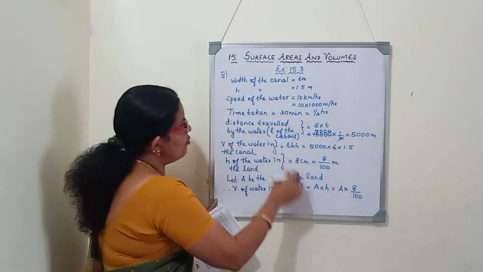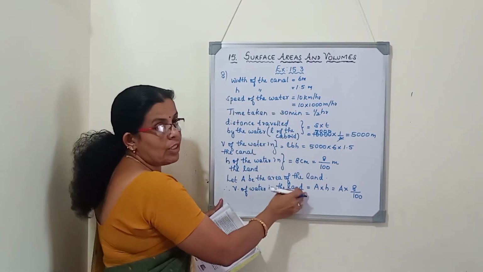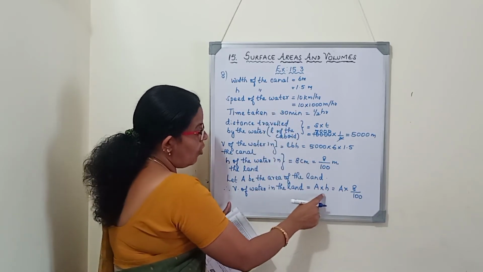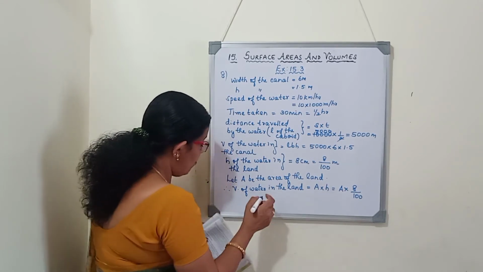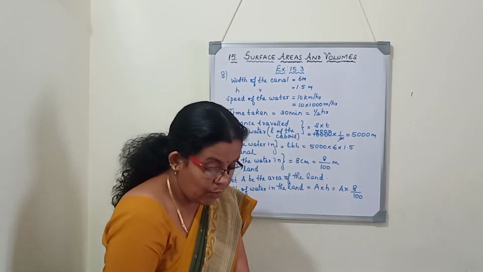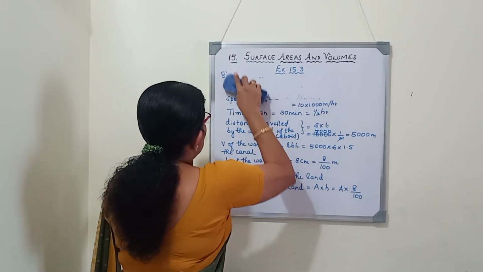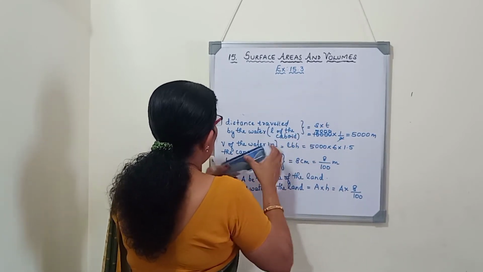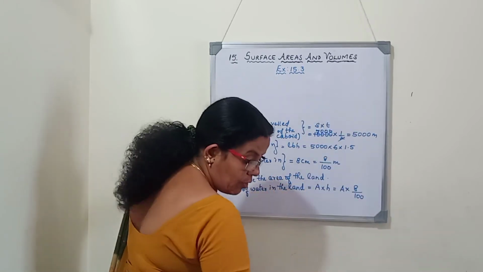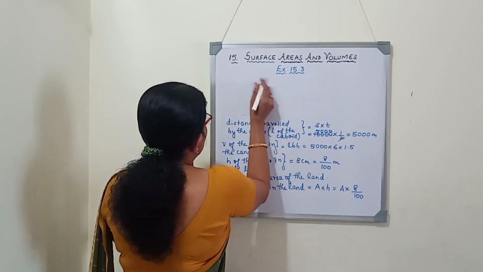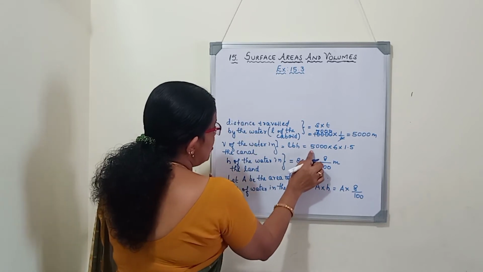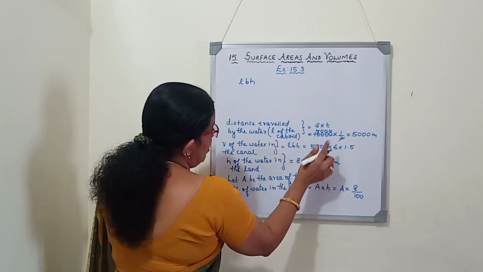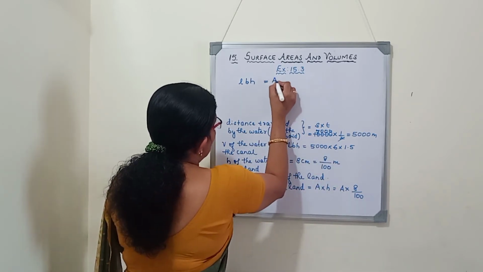So how much water is flowing in the canal, that will be reaching to a land or the field. So volume of the water in the canal will be equal to volume of the water which is flowing into the land. So we will compare both the volumes. Therefore, volume of water flowing in the canal will be equal to volume of the water reaching the land. LBH is the volume of the water flowing in the land. It will be equal to A into H.